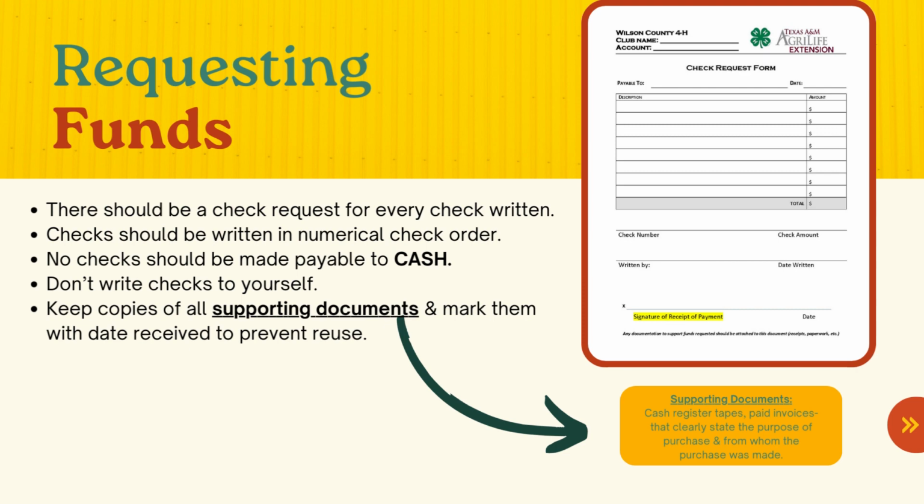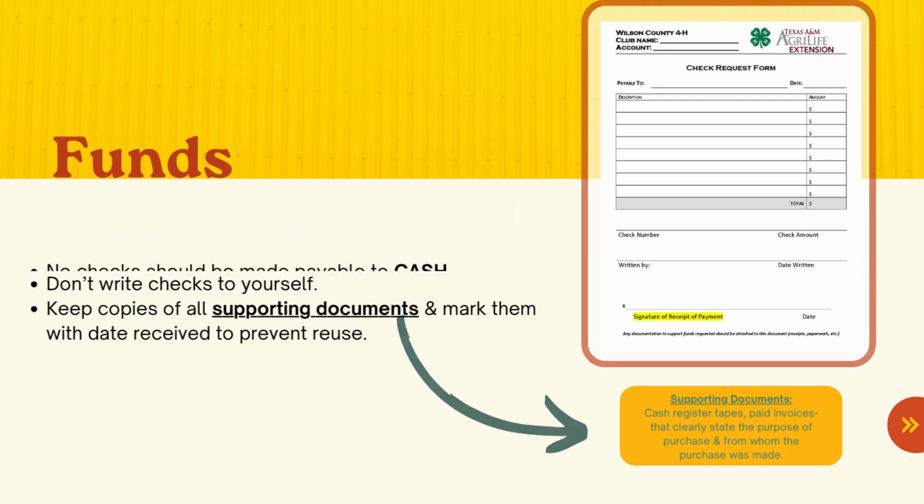And we need to keep copies of all supporting documents and mark them with a date received to prevent reuse. Supporting documents could be things like cash register tapes, paid invoices that clearly state the purpose of purchase and from whom the purchase was made. If you need an example of a check request form, we have some on our District 8 4-H website. We would love for you to download and use.